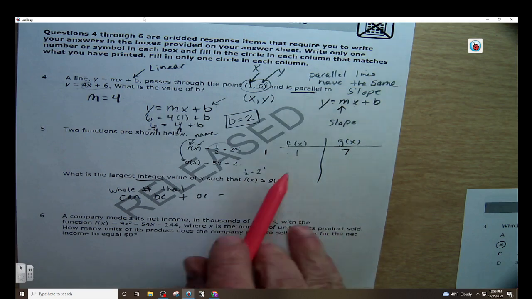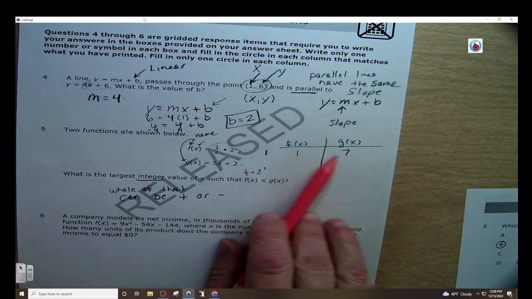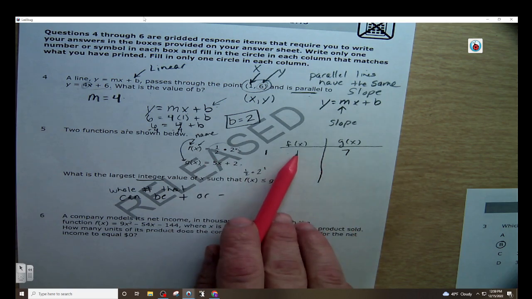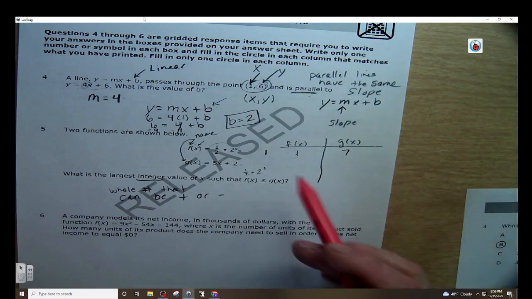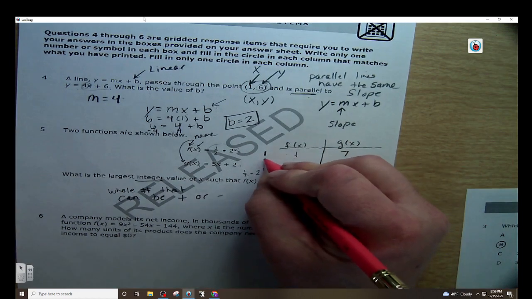Well, right here, we do have f of x is less than g of x, right? So that being said, even though that's less than, do we know if that is the smallest value? We don't know that. So let's try 0. We need to go less than that, so let's try 0.